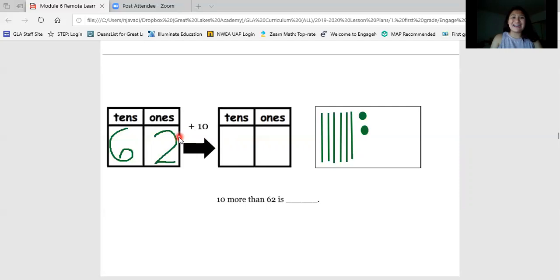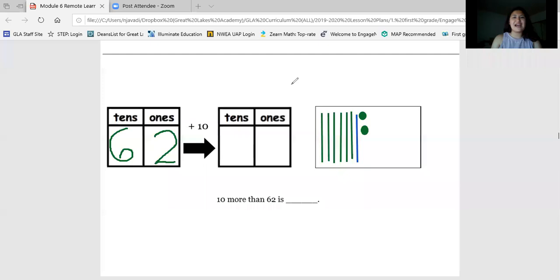Since we're only adding 10 and 10 is equal to 1 ten, I know that I can add 1 ten to the tens column and get my answer. First, let's draw on our picture what would happen if we added 1 ten. So I'm going to draw right here 1 ten. Let's count how many we have. We have 10, 20, 30, 40, 50, 60, 70, 71, 72.